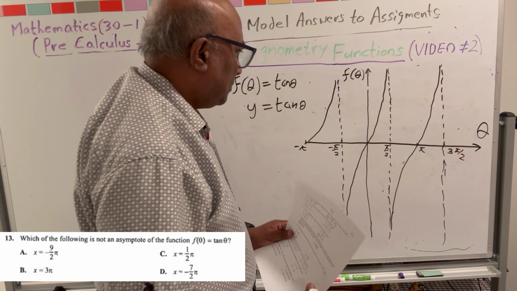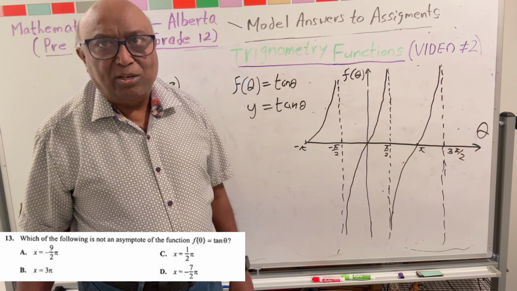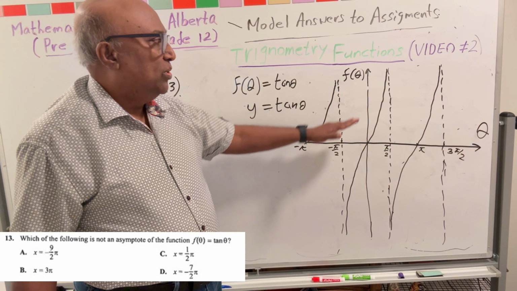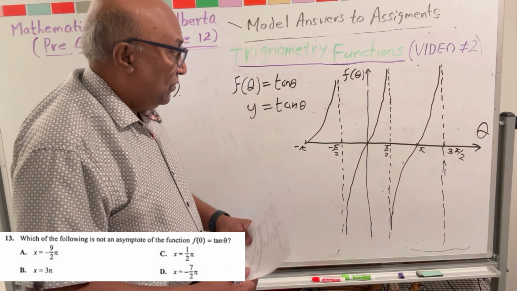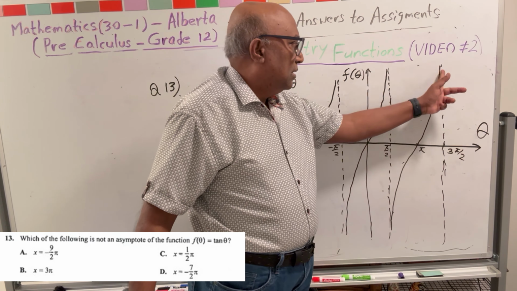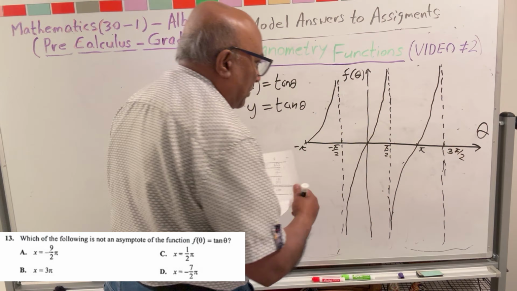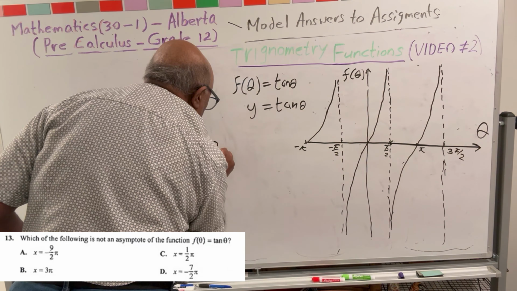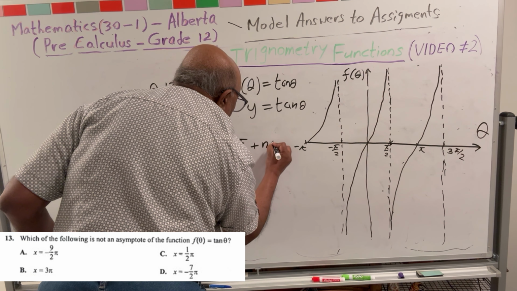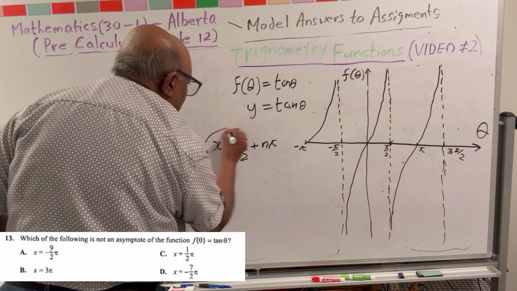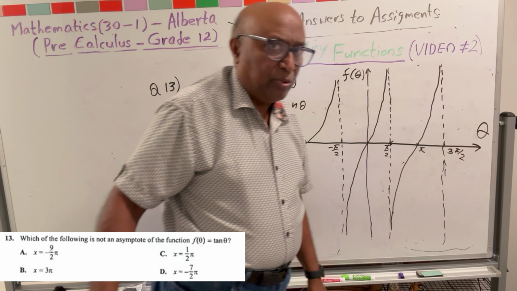Okay, I have drawn the partial graph of y equals tan theta. The question asks, what is not the asymptote? These dashed vertical lines are asymptotes. This first asymptote is x equals pi by 2. When you add multiples of pi, you get another asymptote. This is a general equation to read any position of the asymptote.